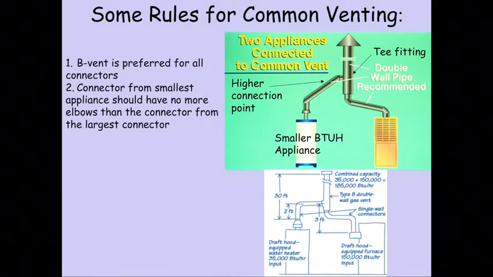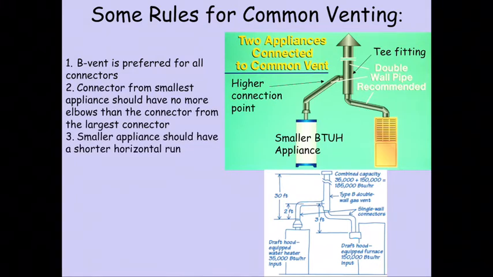So let's take a look at some of the things. So B-vent preferred on all the connectors. Connectors from the smallest appliance should have no more elbows than the connector from the largest connector. So again, I'll reiterate that the connector from the smallest appliance, that would be the water heater, should have no more elbows than the connector from the larger appliance connector. So that would be this other one. So in this one, they each have roughly about 2 elbows. This one has 2, so it's all good on that one.